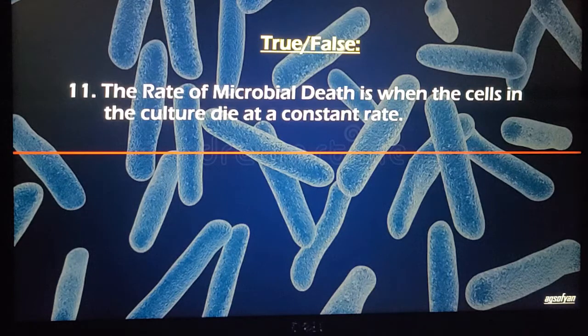Number 11. True or false? The rate of microbial death is when the cells in the culture die at a constant rate. True or false? Choose your answer. Yes, it is true. So this is the definition of rate of microbial death.